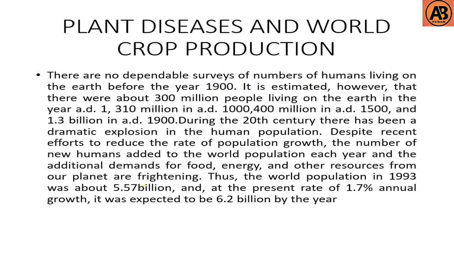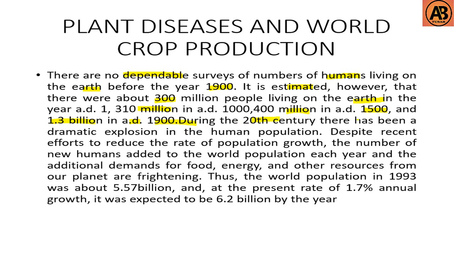Then we learn about plant diseases and world crop production. There are no dependable surveys of numbers of humans living on earth before the 19th century. It is estimated, however, that there were about 300 million people living on the earth in the year 1310 million in at 1400 million in at 1500 and 1.3 billion in at 19.